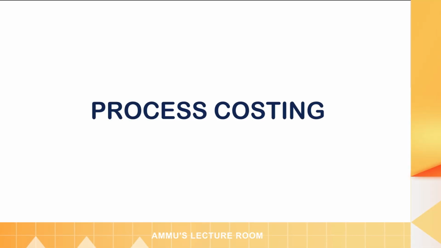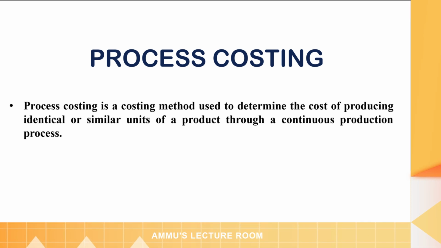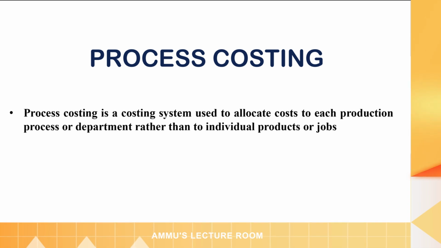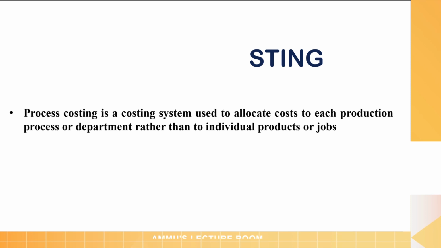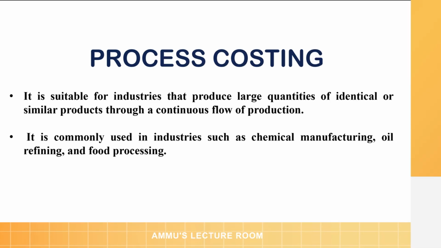First one is process costing. Process costing is a costing method used to determine the cost of producing identical or similar units of products through a continuous production process. It allocates cost to each production process or department rather than to individual products or jobs. This process costing is suitable for industries that produce large quantities of identical or similar products through a continuous flow of production, such as chemical manufacturing, oil refining, and food processing.